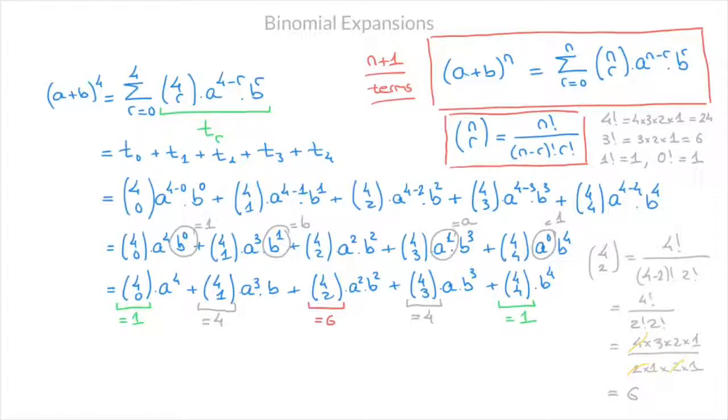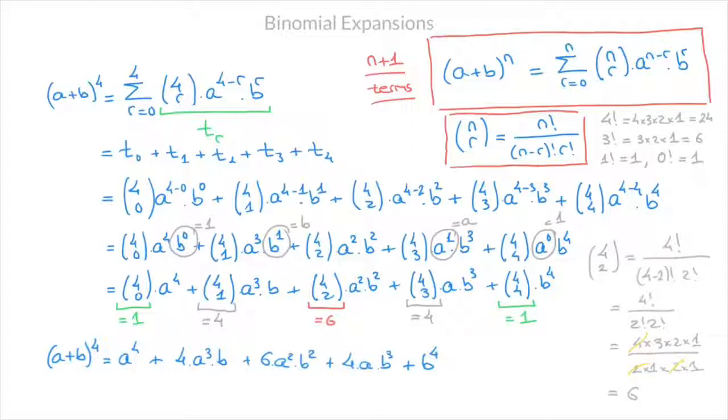Now that we know the values of these binomial coefficients, we can state the final answer. A plus b raised to the power of 4 is equal to 1 times a to the power of 4, which is a to the power of 4, plus 4 times a cubed times b, plus 6 times a squared times b squared, plus 4 times a times b to the power of 3, and finally, plus 1 times b to the power of 4, which is just b to the power of 4. And that's the final answer.